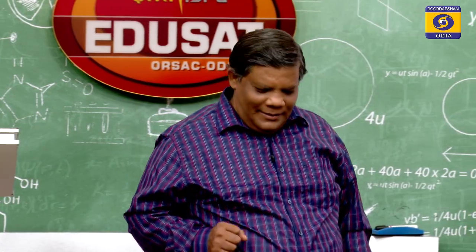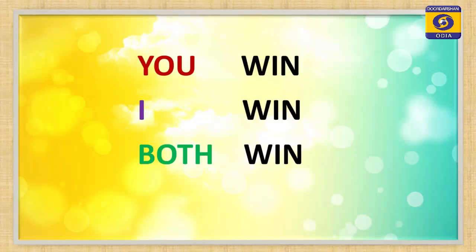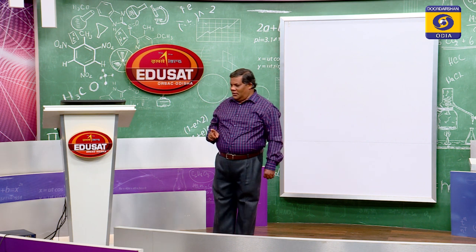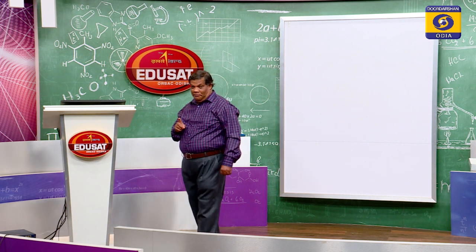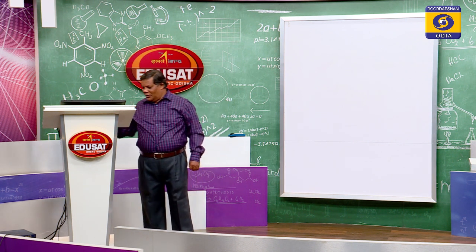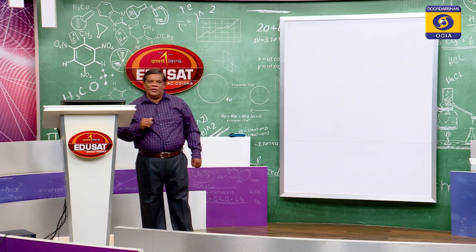In part 1, you win. In part 2, I win. In part 3 of the story, both win. Which is more important? In the first part, one is a winner. In part 2, another one is the winner. But in part 3, two people at the same time are winners. Therefore, this is more preferable.